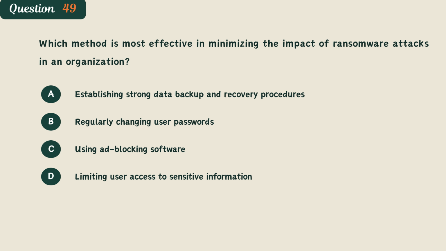Question 49. Which method is most effective in minimizing the impact of ransomware attacks in an organization? A. Establishing strong data backup and recovery procedures. B. Regularly changing user passwords. C. Using ad blocking software. D. Limiting user access to sensitive information.